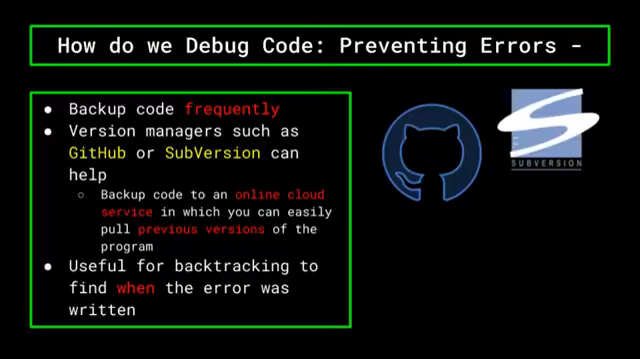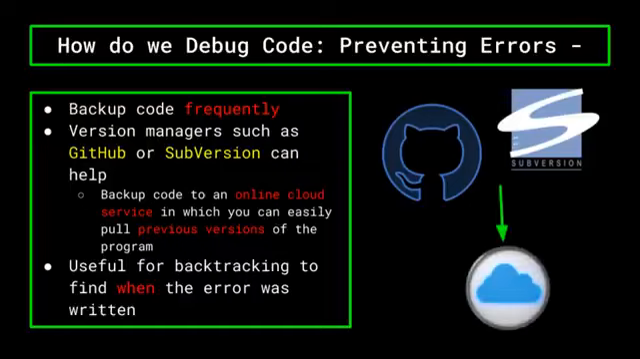Version managers like GitHub or Subversion can help with this, as they back up code to an online cloud service in which you can easily pull previous versions of the program from at any point.